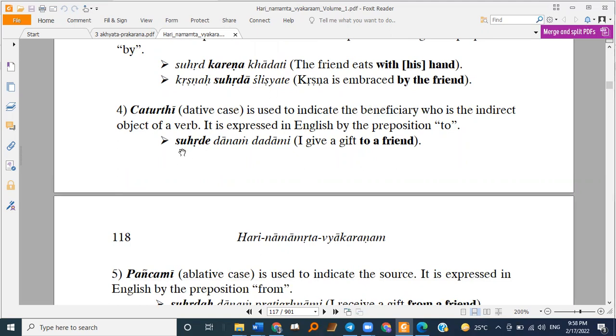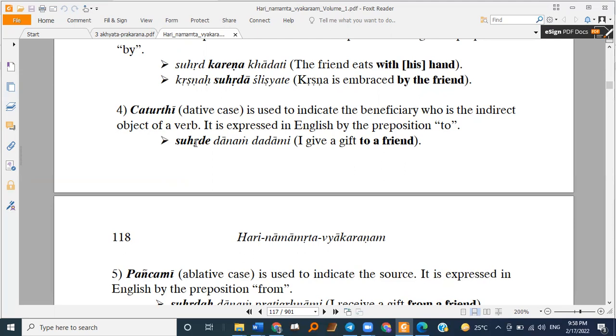For example, suhride danam dadami, that I'm giving a gift to whom? To a friend. So the friend becomes the recipient, the beneficiary of that activity. I'm giving to whom? To my friend. So the friend becomes the beneficiary.